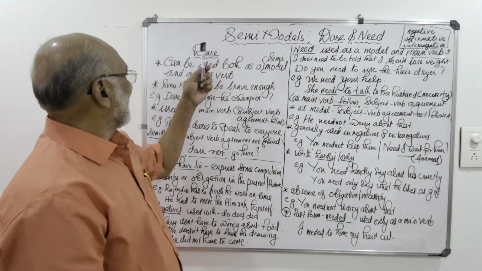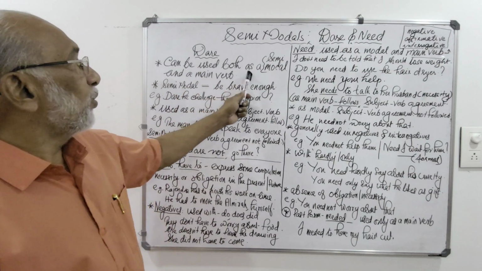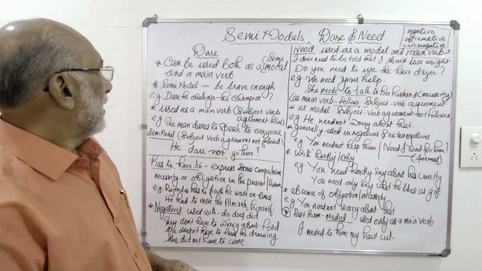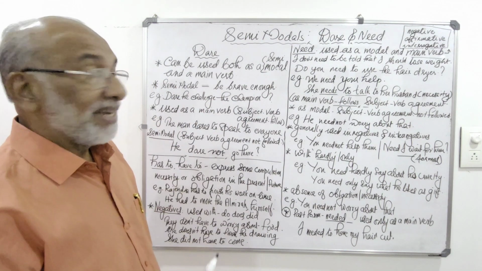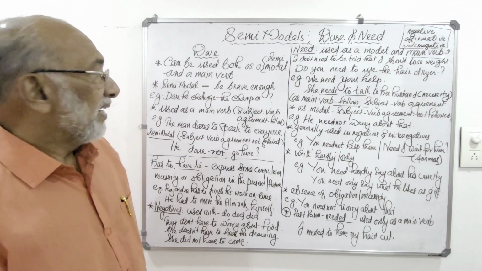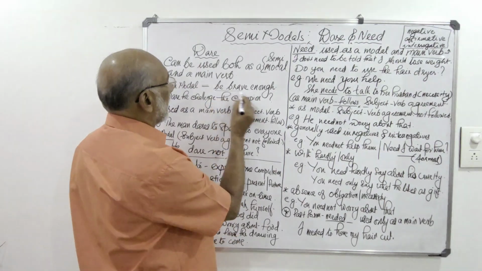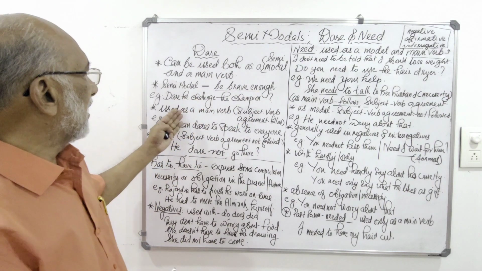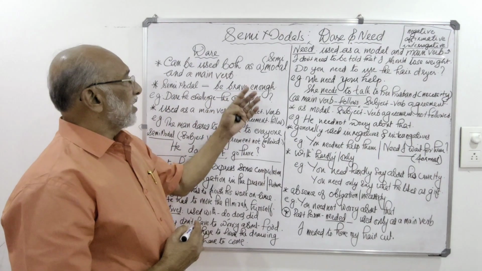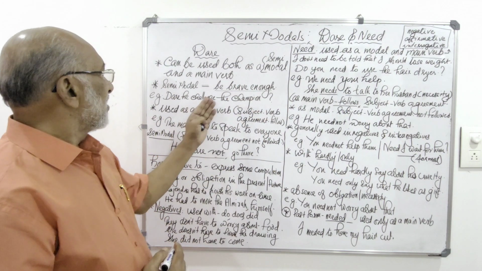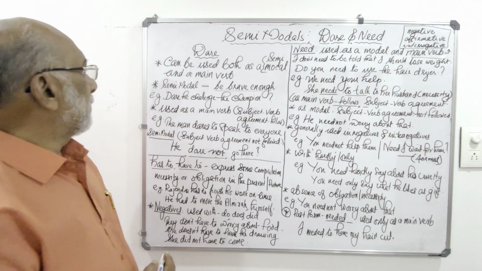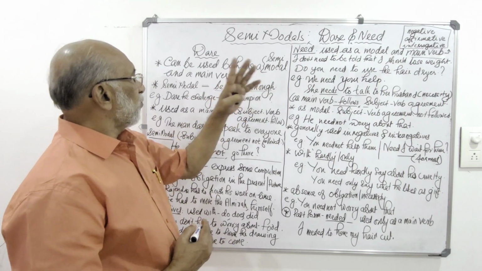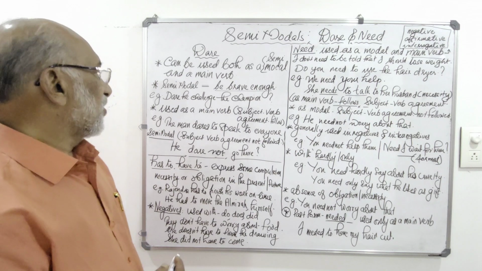See, dare. It can be used both as a semi-modal and a main verb. When you use dare as a semi-modal, it means be brave enough. That is the meaning of it. From the example, it will be very clear. Dare he challenge the champion? That means, is he brave enough to challenge the champion?